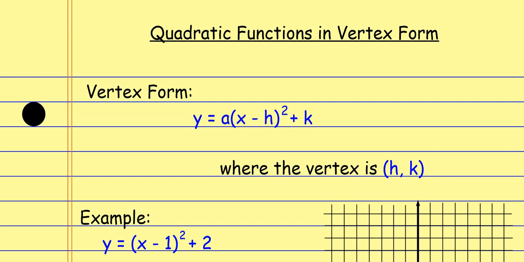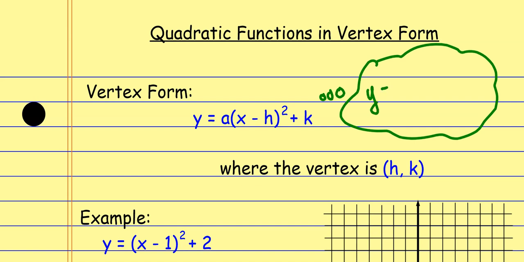And a couple things to keep in mind here. One, we've already seen pretty much this same thing before. If you think back to absolute value functions and graphing those, absolute value functions were y equals a times the absolute value of x minus h plus k. And in this scenario, (h, k) was the vertex as well, all right?